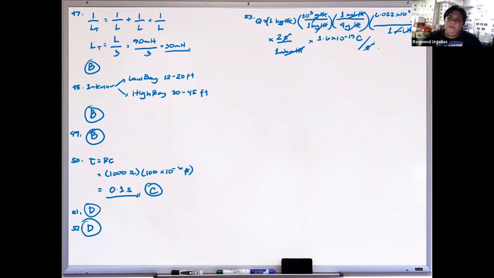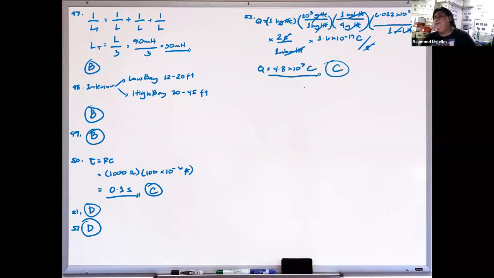So this will be the charge of 1 kilogram of helium. This is 4.8 times 10 to the 7, and again, this will be in coulombs. So this is letter C. Any questions?